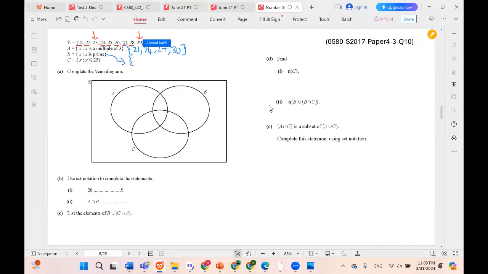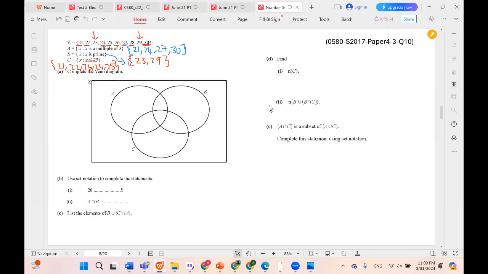These are the prime numbers here. You should have also checked if it's a multiple of 7 or of 11 or of 13, but 23 and 29 are not divisible by any of these numbers, so we can write them down as prime numbers. Finally, in set C, we want x to be less than or equal to 25, so we're just going to write 21, 22, 23, 24, and 25. These are the elements of set C.